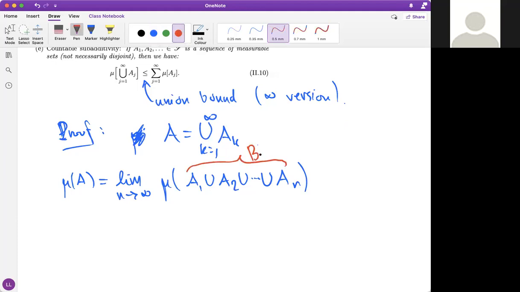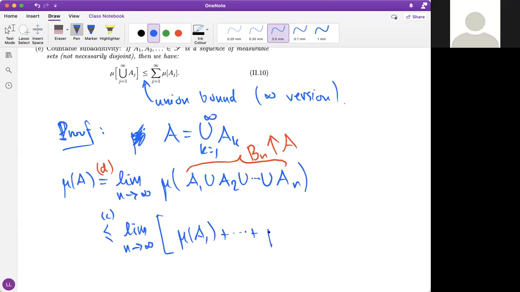Think about this union here as a sequence B_n. So this B_n is now a collection of increasing sets. It's increasing up to the A. And this is by part D that this is true. And then by finite subadditivity, I think it was part C, we use finite subadditivity to each of these members, and we know that each of these members was at most mu of A_1 plus up to mu of A_n. This was the finite union bound.